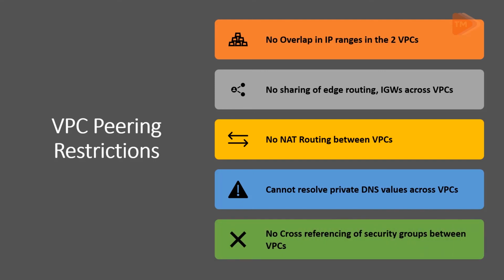Now, no cross-referencing of security groups between them, again. So it's very similar. All the features that you have in one VPC, most of them you cannot use on the second one. It will act as if it is in the same network, but these features will not work, like NAT, Internet Gateway, security groups, DNS values. These all cannot work across the other VPC.